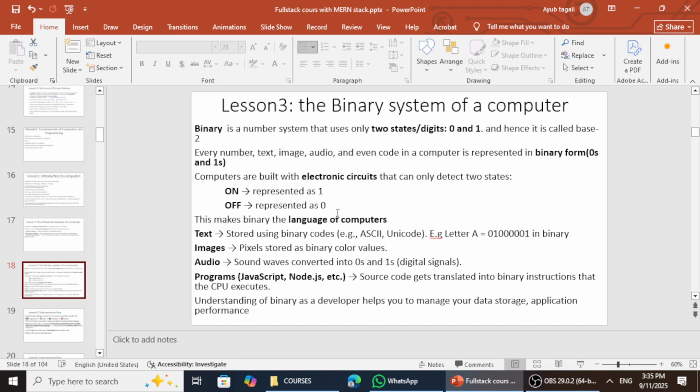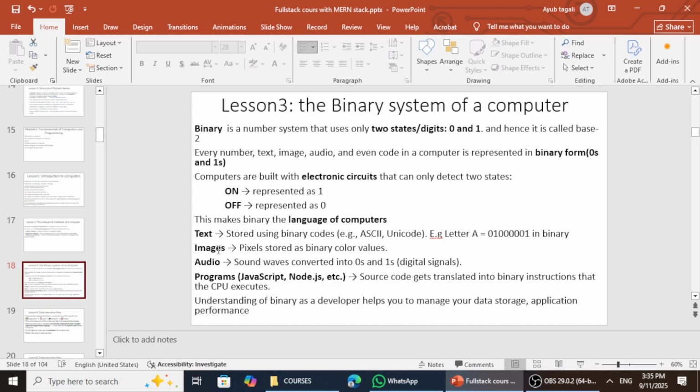For example, text is stored using binary codes, and we have two binary codes, ASCII and Unicode. For example, we could say that the letter A is represented by 01000001 in binary form.